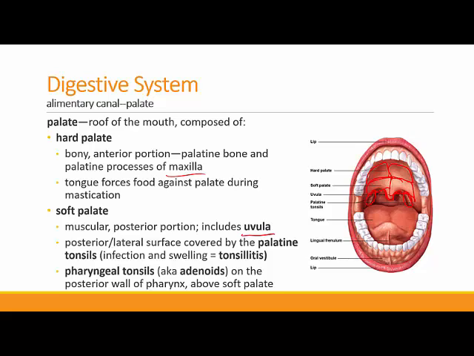And then way back in the pharynx, kind of up and above, are the adenoids. That's also known as the pharyngeal tonsils. They're above the soft palate, way back on the posterior wall of the pharynx, right there where the nasopharynx meets the pharynx. Okay, so hard palate and soft palate with the uvula there in the back.